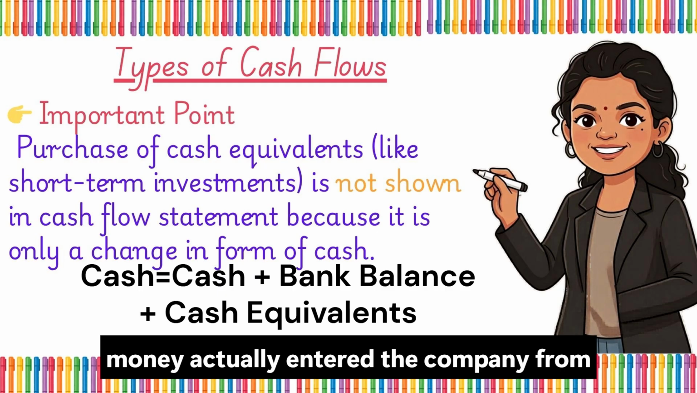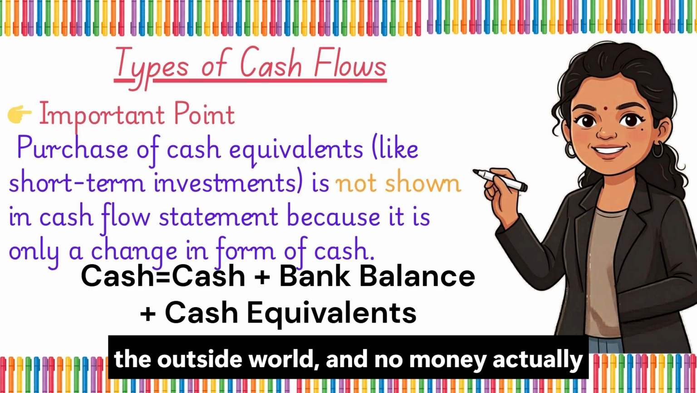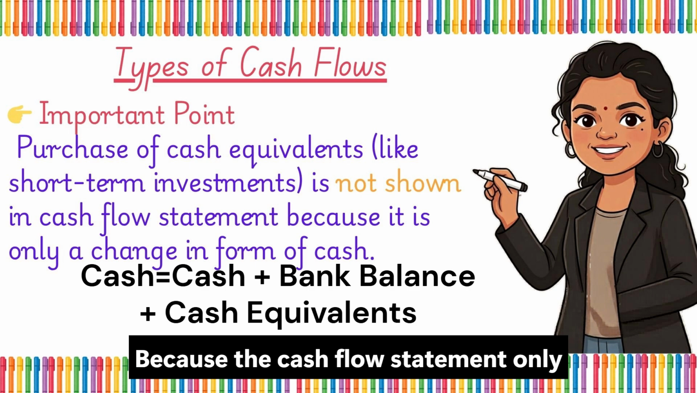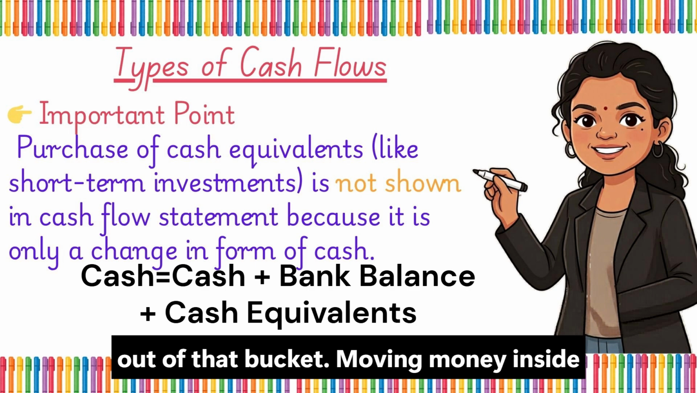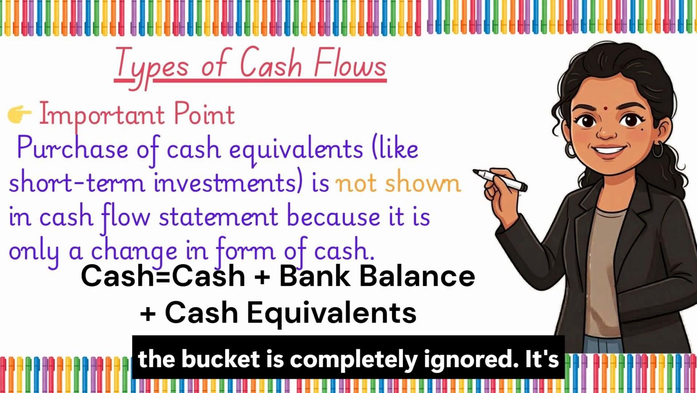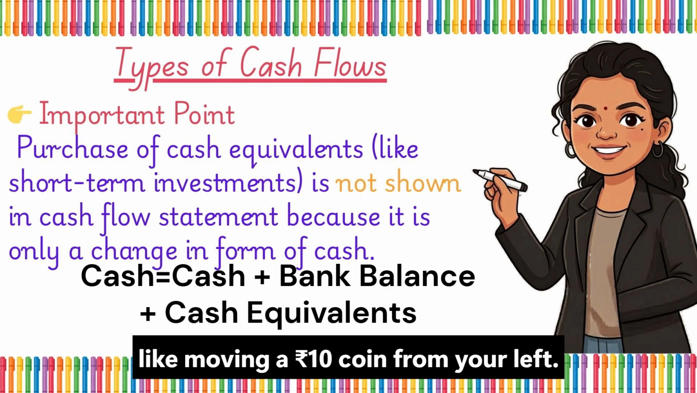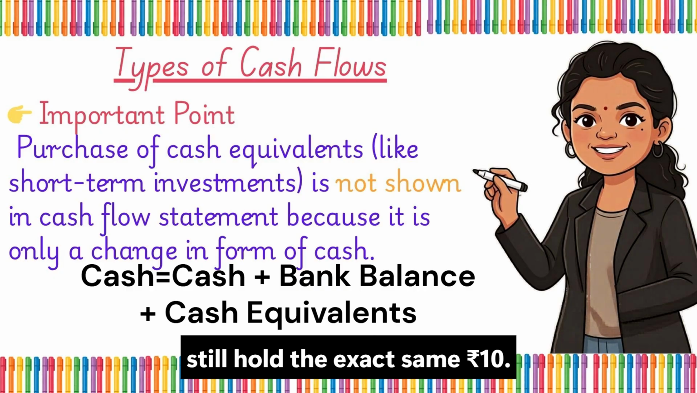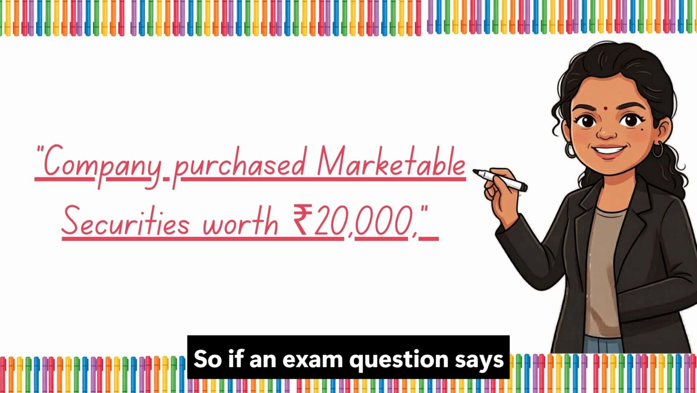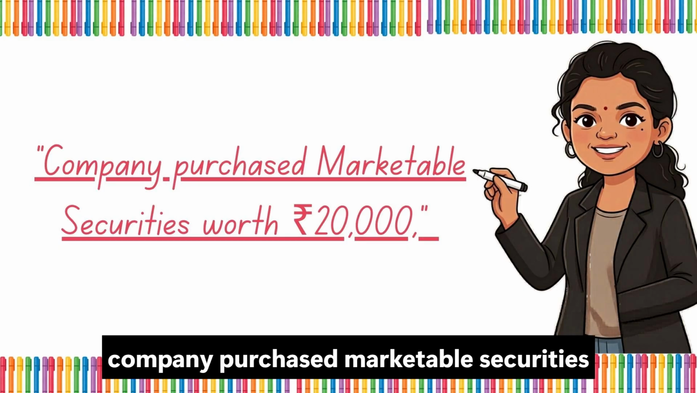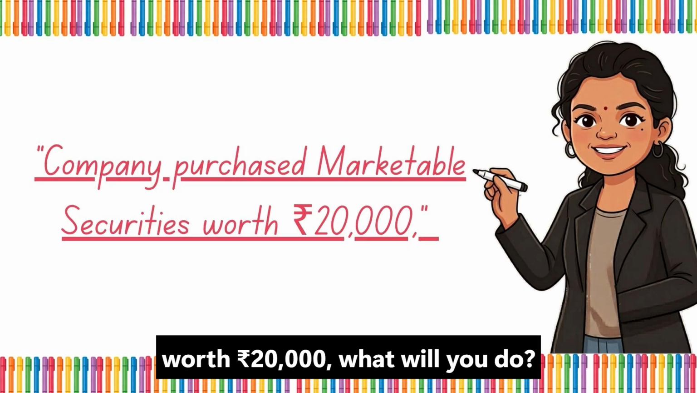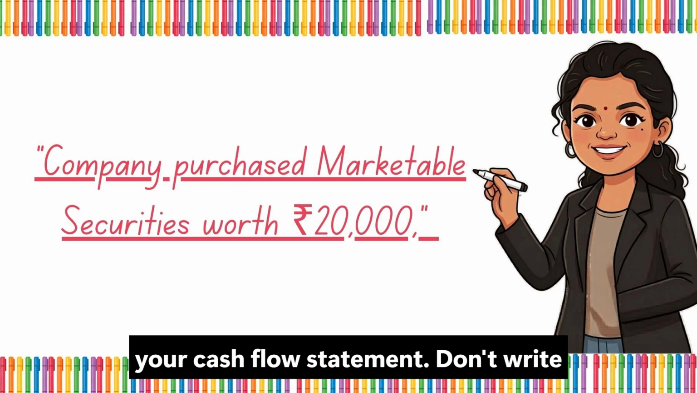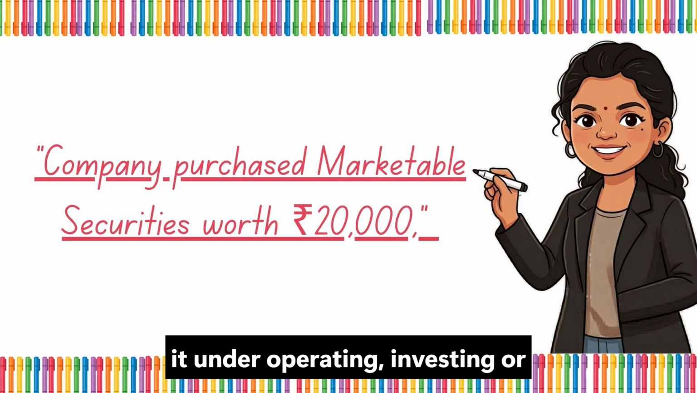No money actually entered the company from the outside world, and no money actually left the company to pay an expense. Because a cash flow statement only tracks money crossing the border in or out of that bucket, moving money inside the bucket is completely ignored. It's like moving a 10 rupee coin from your left pocket to your right pocket. Your pants still hold the exact same 10 rupees. So, if an exam question says, company purchased marketable securities worth 20,000 rupees, what will you do? You will completely ignore it in your cash flow statement. Don't write it under operating, investing, or financing.